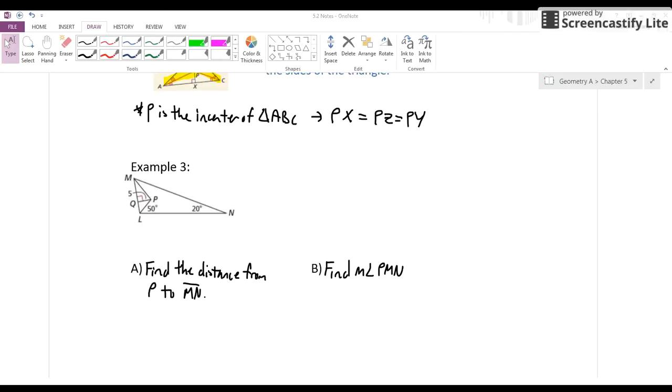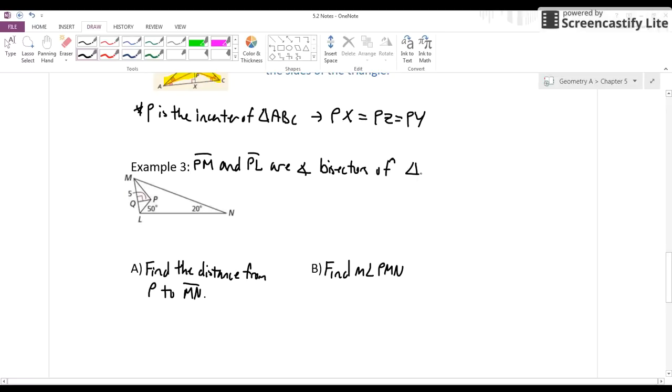And in this diagram, we are given, oops, I forgot to write this down again, sorry about that. We would know that PM and PL are angle bisectors of triangle MLN. Sorry about that, typos everywhere. So we're given that information. PM and PL are angle bisectors of triangle MLN. So what's given to us there tells us P is what point of concurrency? We can conclude P is the incenter.